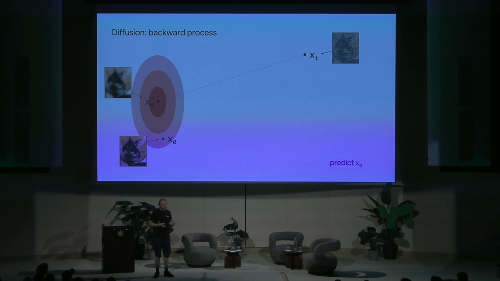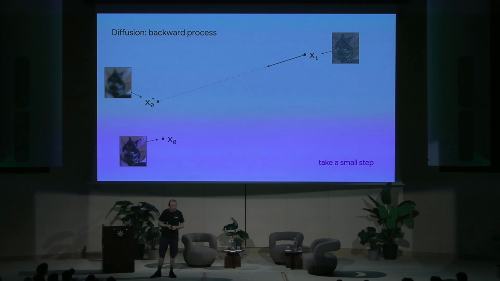And so I like to think of these models as not trying to predict an image, but rather trying to predict a region of image space where the original image might have come from. And that's what I'm trying to visualize here. Right. And then once we have that prediction, we just take a small step in the direction of that prediction.